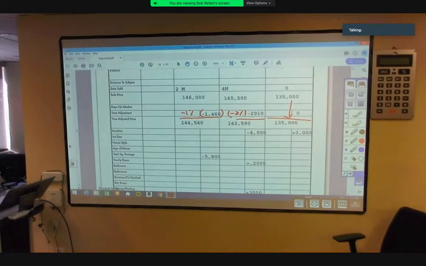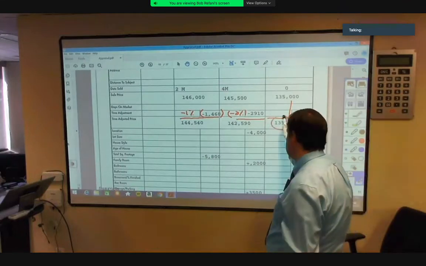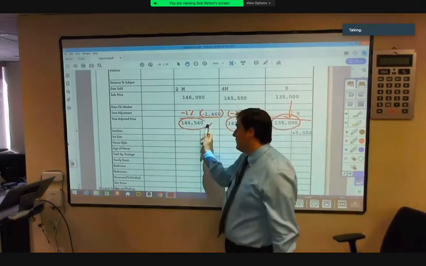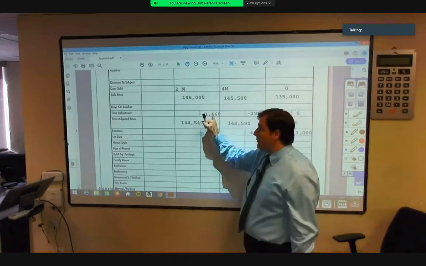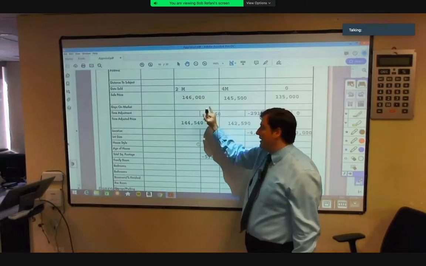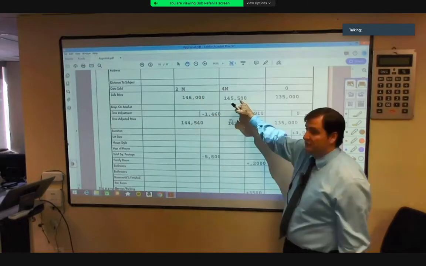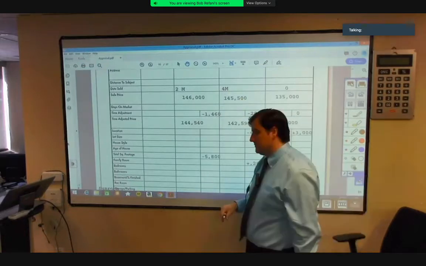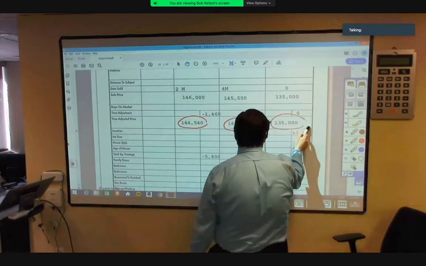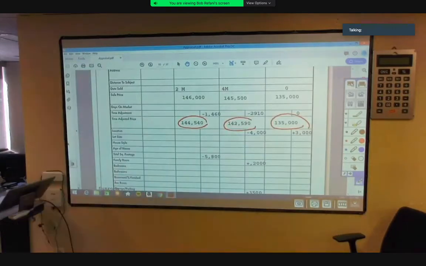So, you got it? So the answer is this. That's a good question. This is the 1% of this, so you have to minus 1% to get this one. This is 2% of this, so you have to minus 2%, and this one doesn't have an adjustment. So the answer to those questions is these three numbers. What are the time adjusted sale prices for the 3 properties?